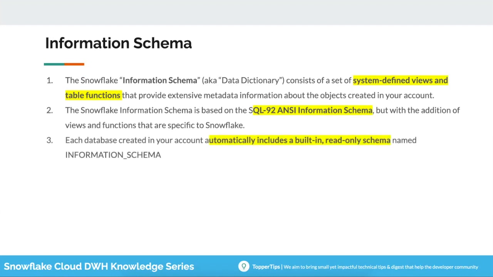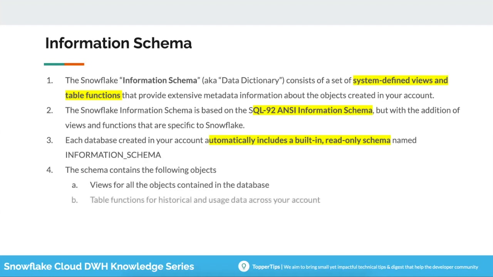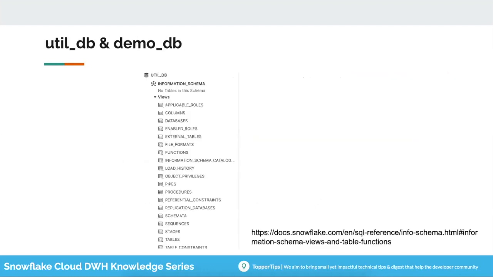Each database created in your account automatically includes a built-in, read-only schema named information schema. A true or false question may come from it. This schema contains the following objects: views for all the objects contained in the database, and table functions for historical and usage data across your account. So now there are two databases, called UtilDB and DemoDB.